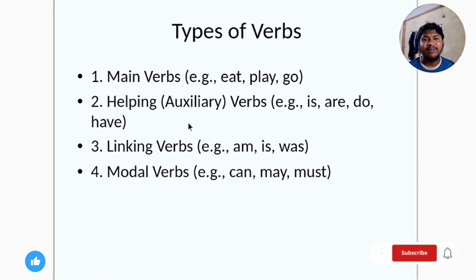There is another type of verb called the auxiliary verb. It is also called a helping verb. Here are examples of auxiliary verbs: are, do, have. The third one is the linking verb: am, is, was. These are linking verbs that link several phrases in a sentence. And the fourth one is modal verbs: can, could, may, might, shall, should. These are examples of modal verbs.